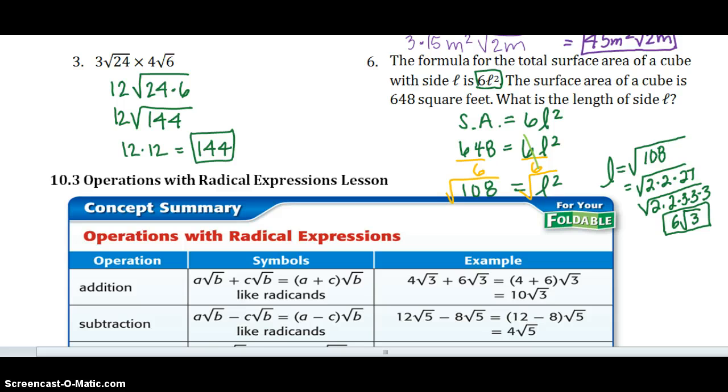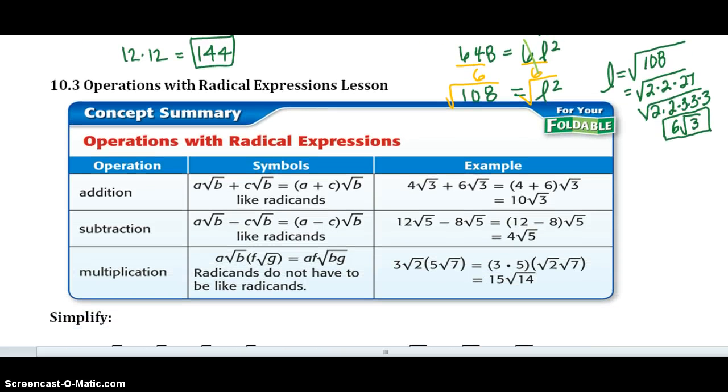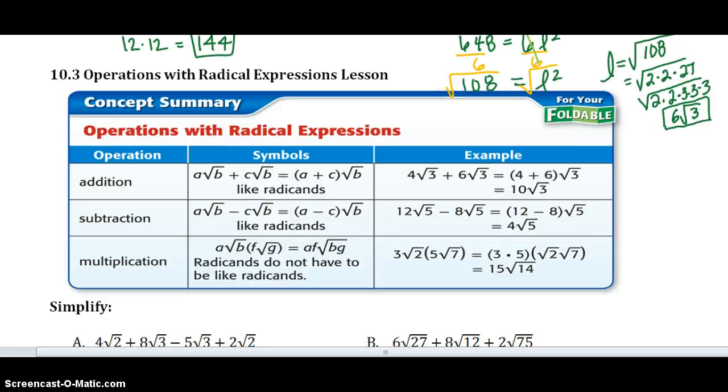Now, let's move on into today's lesson called Operations with Radical Expressions. As you can see in our concept summary, we are going to have operations. We're going to be adding or subtracting, multiplying. We've already talked about dividing radicals. So let's look at the operation of addition.